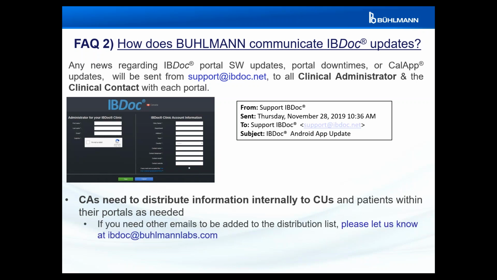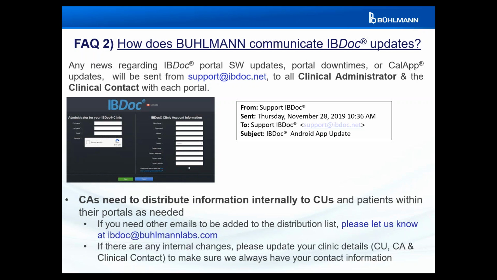So if you feel you want to be added to that distribution list, if you're a clinical user with one of our sites and you also want to receive any update emails, then please send us an email to let us know about that. We could add you to that distribution list.